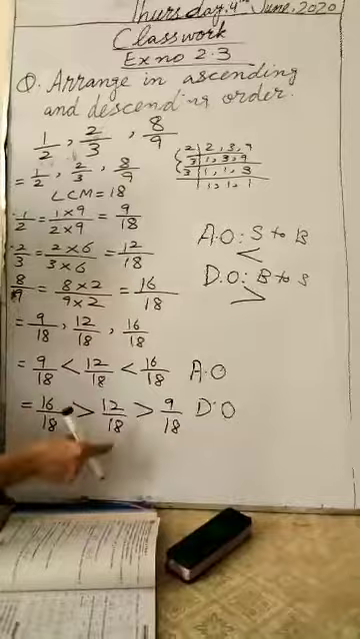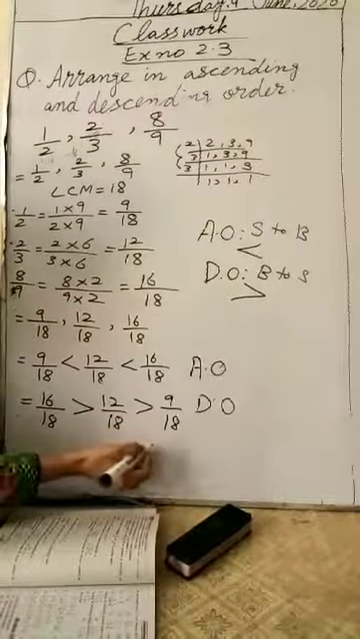And write the original values under these numbers and draw the ending line.